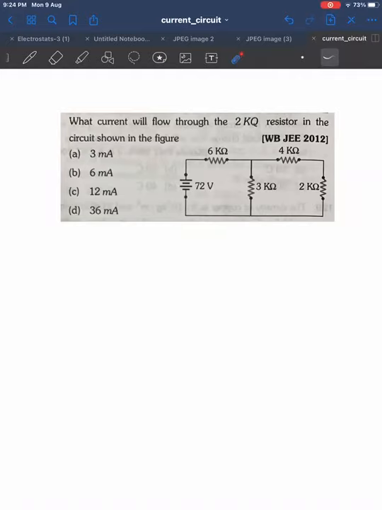Rajvi, I think it will be 3. No, 9 will be correct. The total current, right, Rajvi? What are you giving me? Yes, sir. The answer for the total current will be 9. If you're getting the total current, then get the current through the 2 kilo ohm resistor. That will be this. Just check.